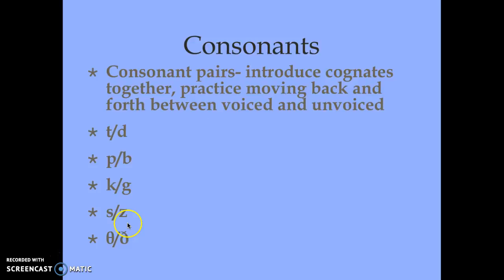As you're introducing the consonants, I think it's important to introduce the cognates together and practice moving back and forth between the unvoiced and the voiced. T, d, p, b, k, g, s, z, f, v. So we have an opportunity to introduce them in pairs and then occasionally exchange between the two of them. If a voiced is not working, perhaps replace it with an unvoiced to get through it more quickly.